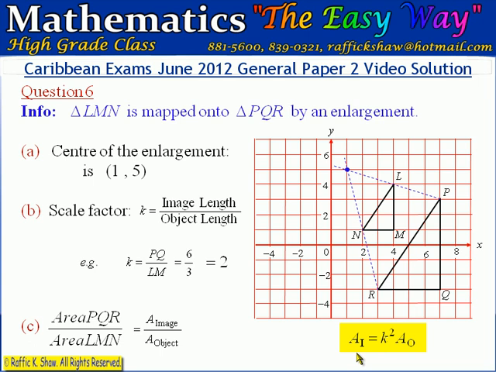But generally speaking, the area of an image is k squared times the area of an object, where k is the scale factor. And so if we transpose this general equation, then we see that the area of the image divided by the area of the object would be equal to k squared. And we can show that here. The area of the image divided by the area of the object will be equal to k squared. And since k is 2, it means that k squared is equal to 4. And that's the answer for part C.